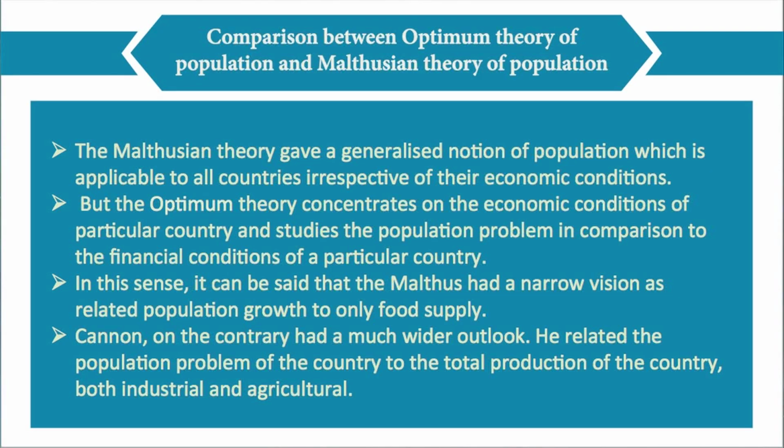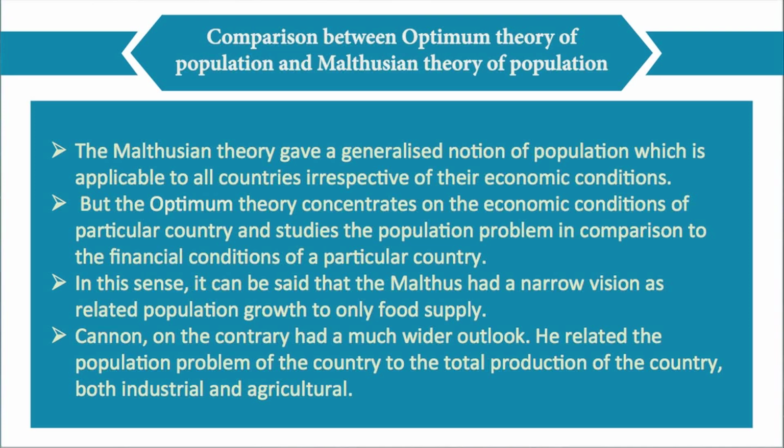Dear learners, let us now discuss the optimum theory of population in comparison to Malthusian theory of population. The Malthusian theory gave a generalized notion of population which is applicable to all countries, irrespective of their economic conditions. But the optimum theory concentrates on the economic condition of a particular country and studies the population problem in comparison to the financial condition of a particular country.